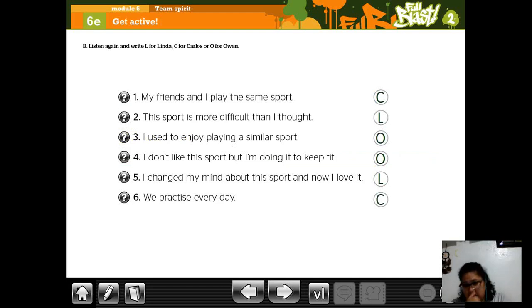Ta-da! Very good. Easy. Recuerden, si no encontraron las respuestas o se les hizo complicado el listening, regresen y escúchenlo una vez más, ¿ok? Para que puedan identificar las respuestas. Esto les sirve a ustedes para práctica de la habilidad de listening, ¿ok? Very good. Let's go to the next exercise.